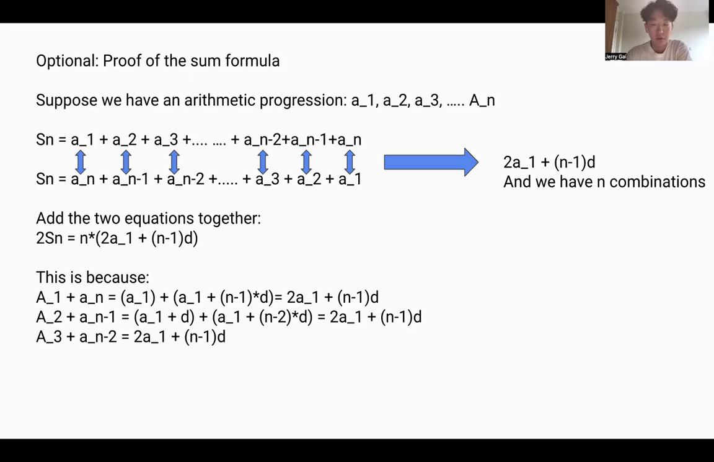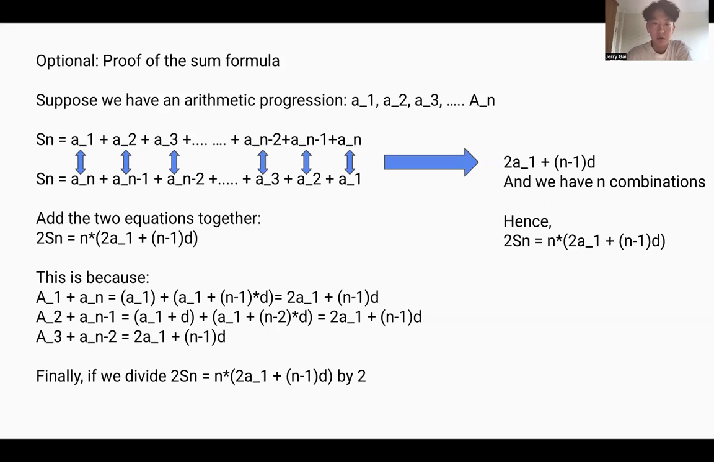So if you add these two expressions, the final answer you get is 2Sn is equal to n multiplied by (2a1 plus (n minus 1) multiplied by d). But you want the expression for Sn, not 2Sn. So you divide both sides of the equation by 2, and you get Sn is equal to n over 2 multiplied by (2a1 plus (n minus 1) multiplied by d). And this is equivalent to n over 2 multiplied by (a1 plus an).